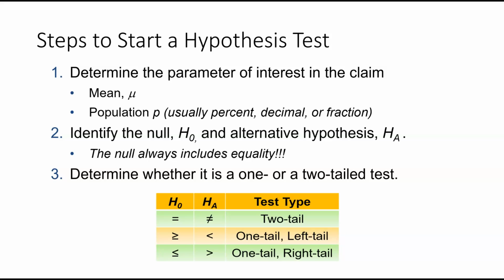So how do you start a hypothesis test? First, you want to read and ask, am I talking about the mean or am I talking about the population proportion? A clue, if you're talking about the proportion, is it'll be a percent, a decimal, or a fraction. For the mean, you're going to have words like average. Once you know you're talking about the mu or the p, then you identify the null and alternative hypothesis, and we're going to do examples of that, so don't worry. And then you determine whether it's a one-tailed or two-tailed test by looking at the alternative hypothesis.